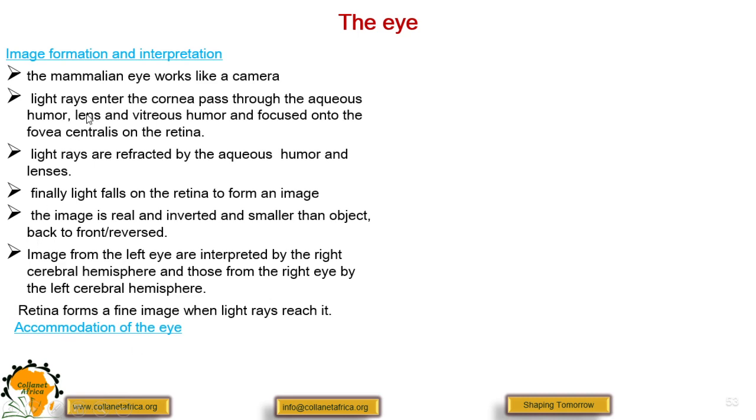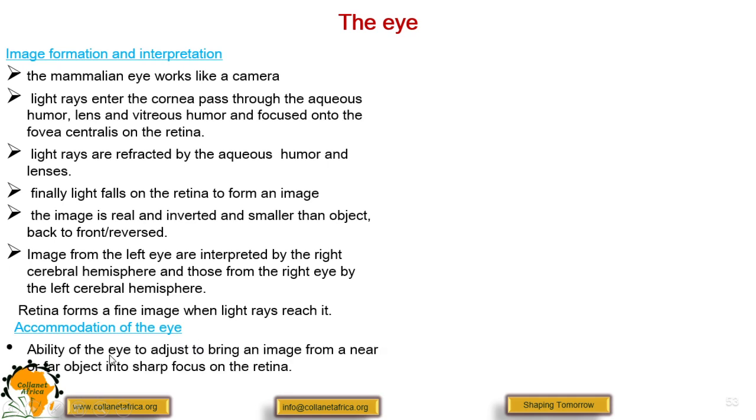So when we know how the image is formed, then let us look at what we call accommodation of the eye. Accommodation is the ability of the eye to adjust and to bring an image from a near or far object into a sharp or clear focus on the retina.